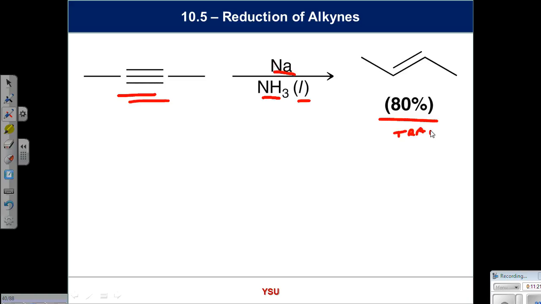Mechanistically, I'm not even going here just yet because it involves radicals. And we haven't covered the radical chapter. Maybe we'll talk about this in the second term. But it's a very useful complementary reaction to the one we just did with the use of the Lindlar catalyst, to be able to stop at the alkene, and in this case, you get the trans outcome. So that's all you need to know is one and the other.